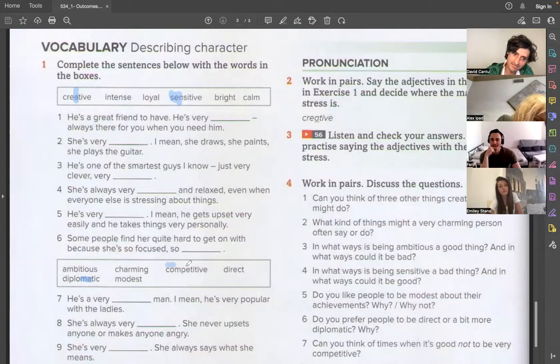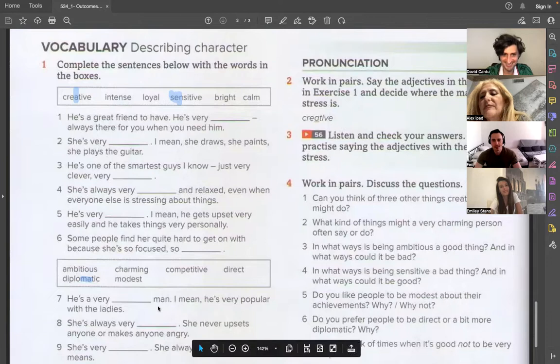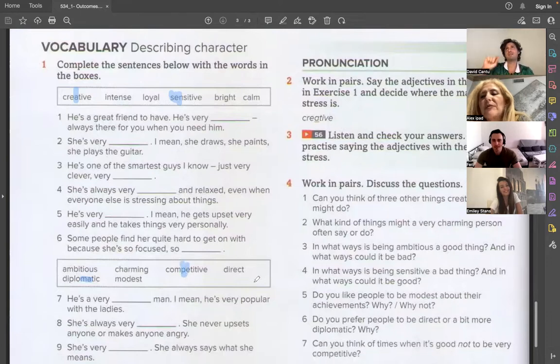Let's see. Ferry, what about this one? Competitive. No, in the second syllable. Exactly. So you have to kind of visualize it as if it's music. Competitive, not competitive. It's easy for Emily. Thank you for the compliment, Ferry. Very good. Emily, maybe this one. Ambitious, not ambitious. Wow, David is the best. Yeah, makes it sound nice.